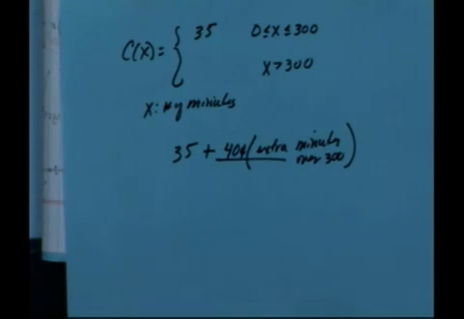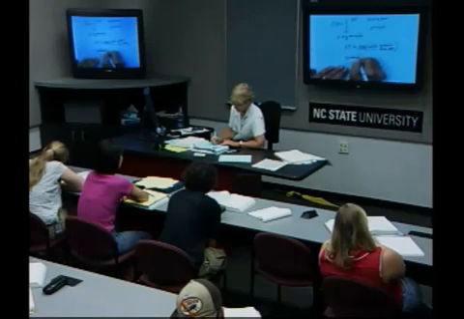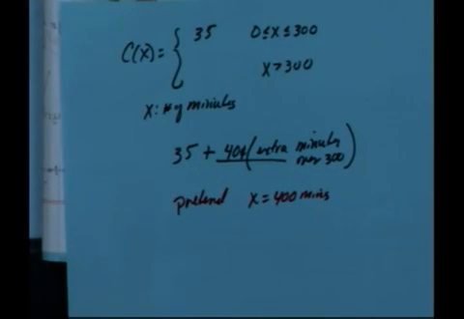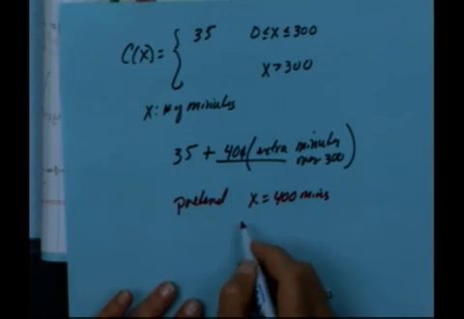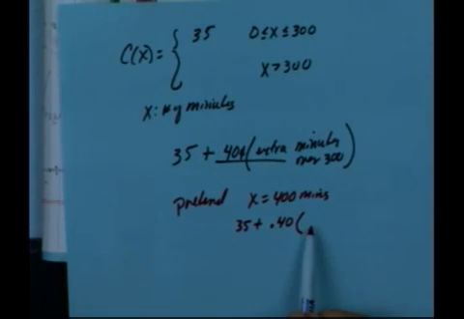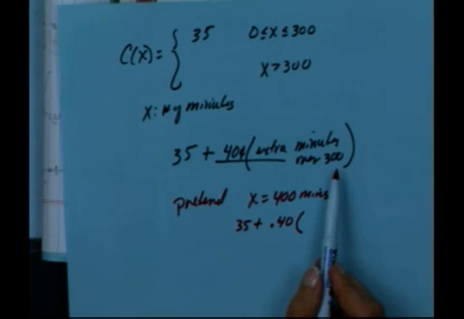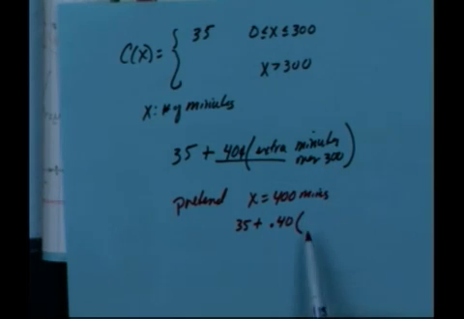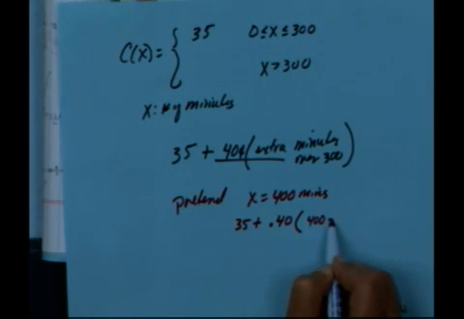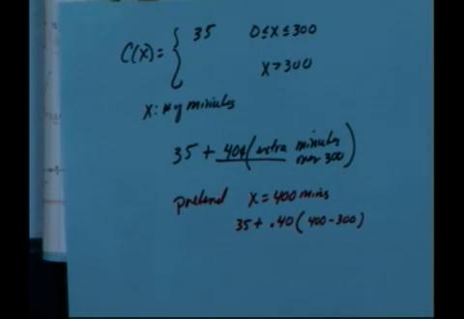So let's just put in a pretend. Let's pretend, we'll do pretend in red, that this month you did 400 minutes. Okay? So your cost would be $35 plus 40 cents times, how many minutes did you go over the 300? 100 minutes, right? So how are you going to use the 400 and the 300 to come up with the 100? Subtract 400 minus the 300. Isn't that the way it would work?